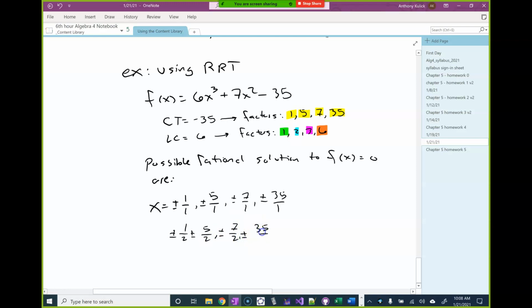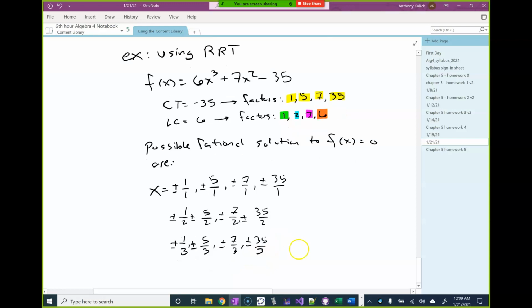Mr. Kulik, I have a question. So are you pretty much just putting each one of the factors of negative 35, you're putting all those numbers over the factors of the leading coefficient of 6? Yes. So that's it for that step? Yep. Okay. Thank you. You're welcome.